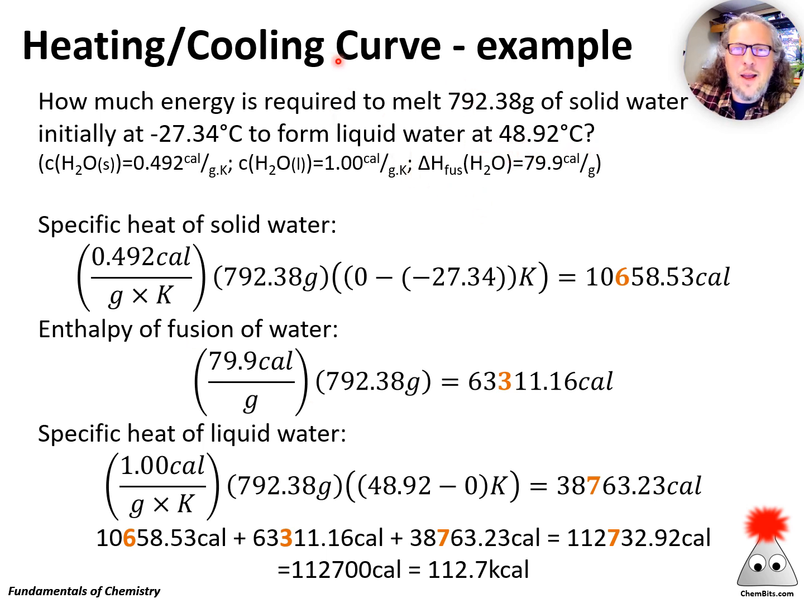So before we look at the math, let's talk through this. I've got a sample of water. It's solid, and it's at negative 27.34 degrees C. So the first thing I have to do is add heat in a heat capacity problem to get that up to 0 degrees Celsius. Once it's at 0 degrees Celsius, then I need to keep adding heat to get it through that phase change into the liquid state. And then once I'm at the liquid state, well, now I just have to increase the temperature, again in a heat capacity problem, to get me up to my final temperature of 48.92.